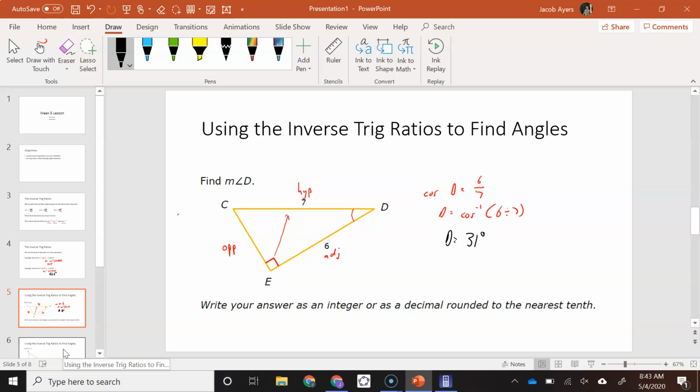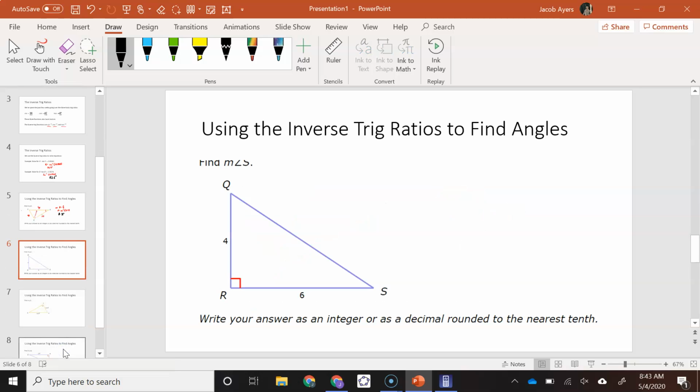So next slide. Let's take a look at another one. Find the measure of, it got cut off, but it looks pretty clear that's an S. So we're asked to find S this time. Think about what ratio I could use. Here's hypotenuse, which I don't know. Here's opposite. Here's adjacent. So I've got opposite and adjacent. What ratio involves opposite and adjacent? Tangent does. Tangent of S is equal to 4/6. And don't worry about simplifying that fraction. That's not a big deal.